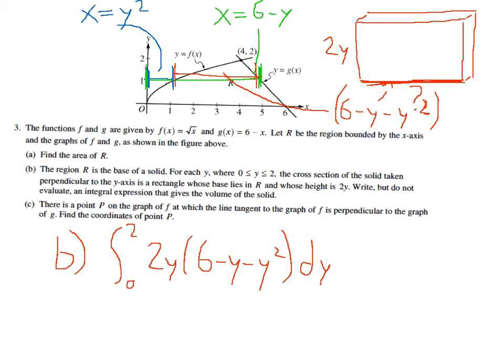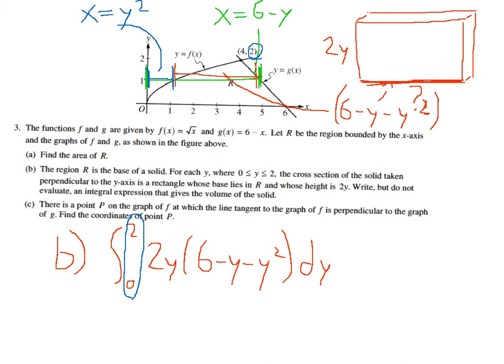I'm going from 0 to 2 because now my rectangles are in terms of y. Because everything here is in terms of y, I need to use the y coordinate for my interval from 0 to 2, instead of in part A where we went from 0 to 6, which was the length of the interval in terms of x.